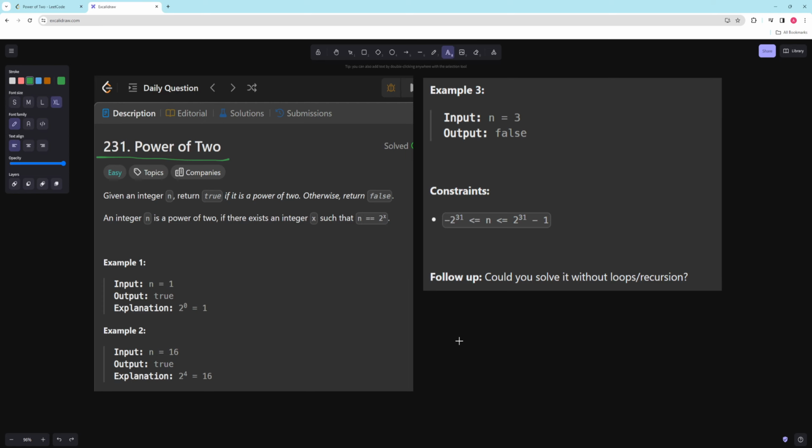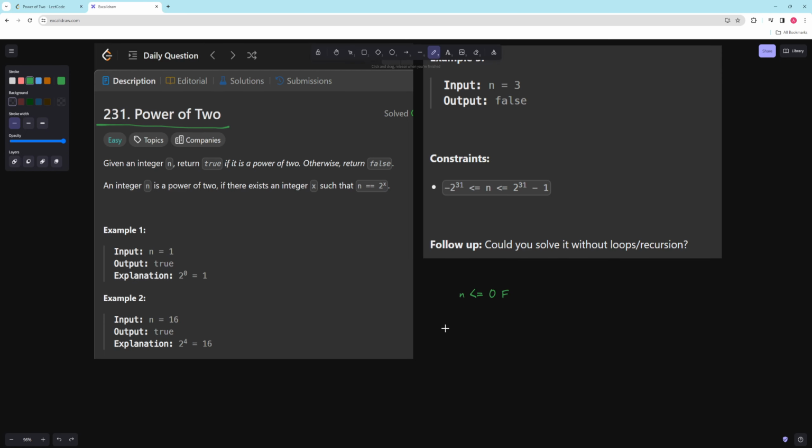One thing we know right away is if n is less than or equal to 0, then this is false. Because we can't get 0 with a power of 2, like 0 isn't a power of 2. We also can't get negative numbers. Because 2 to a positive number, like 1 or whatever, will be positive, and 2 to a negative number, let's say negative 3, is the same as just 1 over 2 to the 3. So it will just be fractional. So we can't get negative numbers here, so if our number is negative, we can just return false.